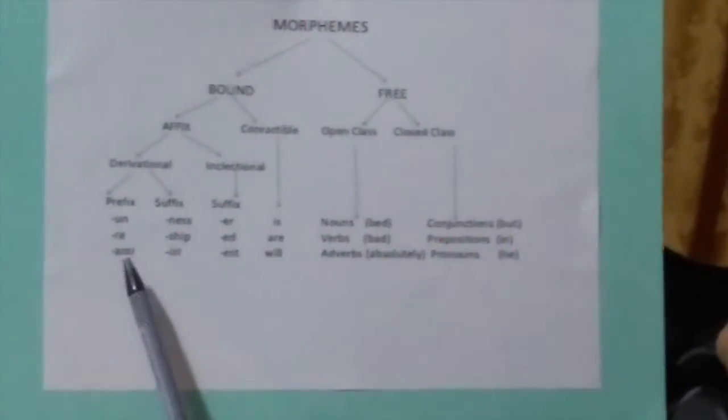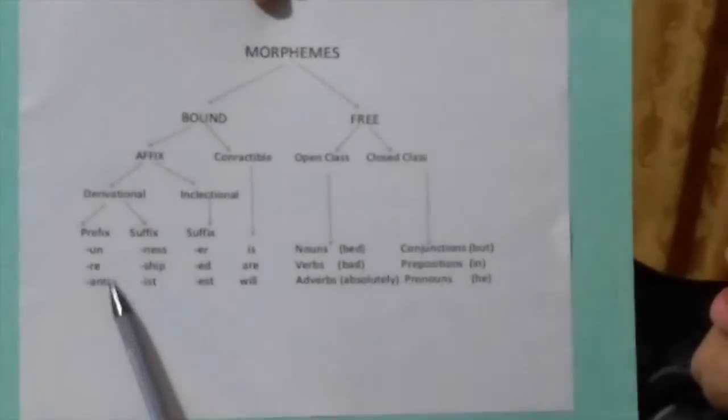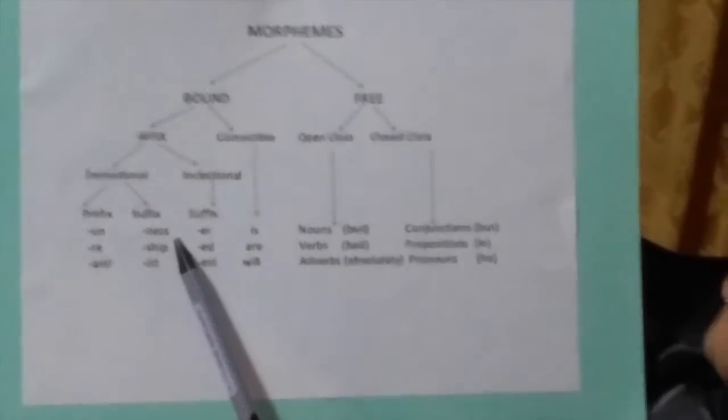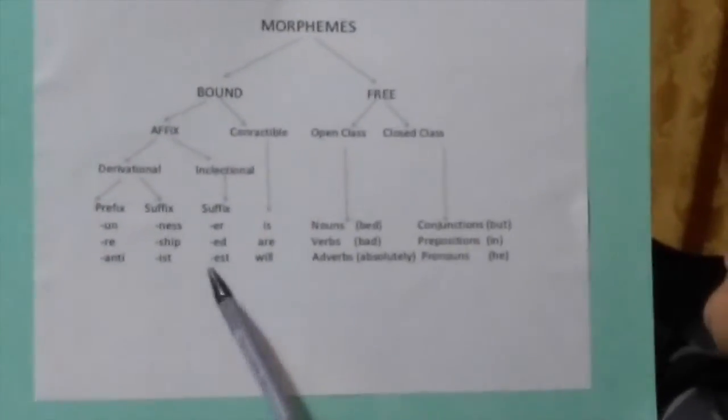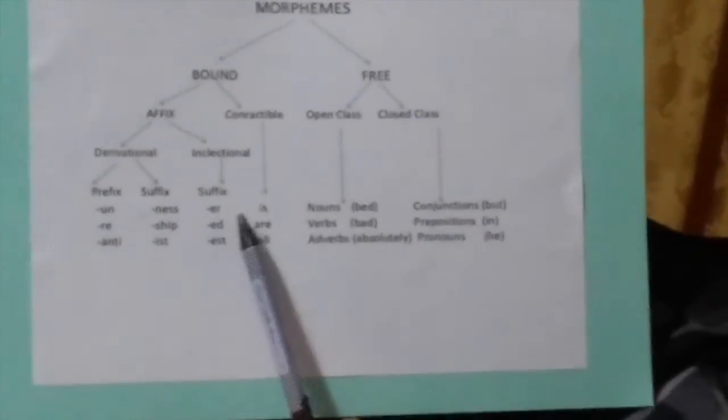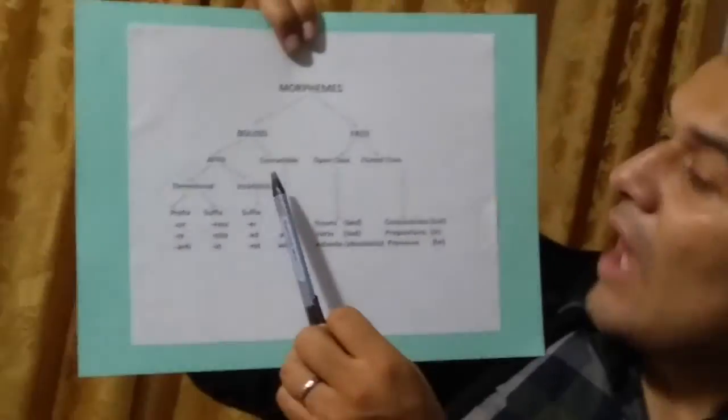So morphemes are the smallest unit that can carry meaning in a word. Morphemes are divided into two types, bound and free. Bound morphemes are formed by affixes, in this case derivational and inflectional. Prefixes like un, re, anti. Suffixes like ness, ship, est. Inflectional like suffixes er, ed, est. But also contractible, in this case is or will, which function as auxiliary verbs or the verb to be.